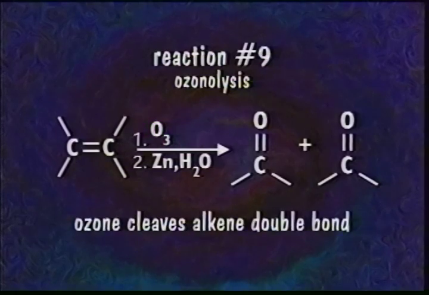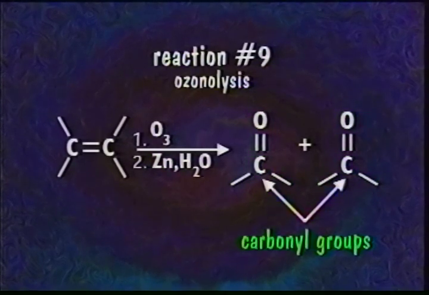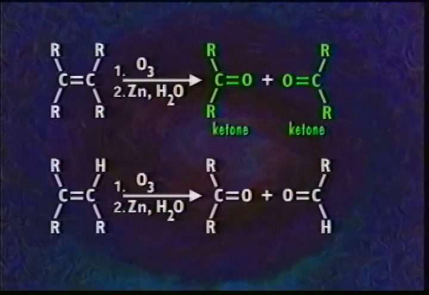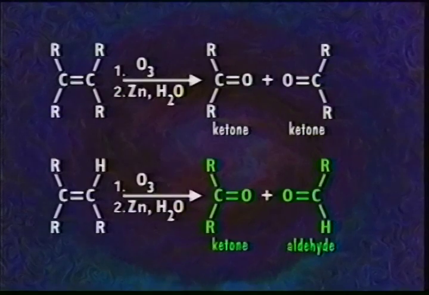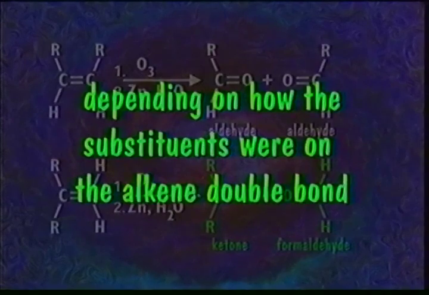The ozone cleaves the alkene double bond and produces, after treatment with zinc, 2 products, both of which contain carbonyl groups. The products of this oxidative cleavage reaction are either 2 ketones, a ketone and an aldehyde, 2 aldehydes, or a ketone and a formaldehyde, depending on how many substituents were on the alkene double bond before the reaction took place.